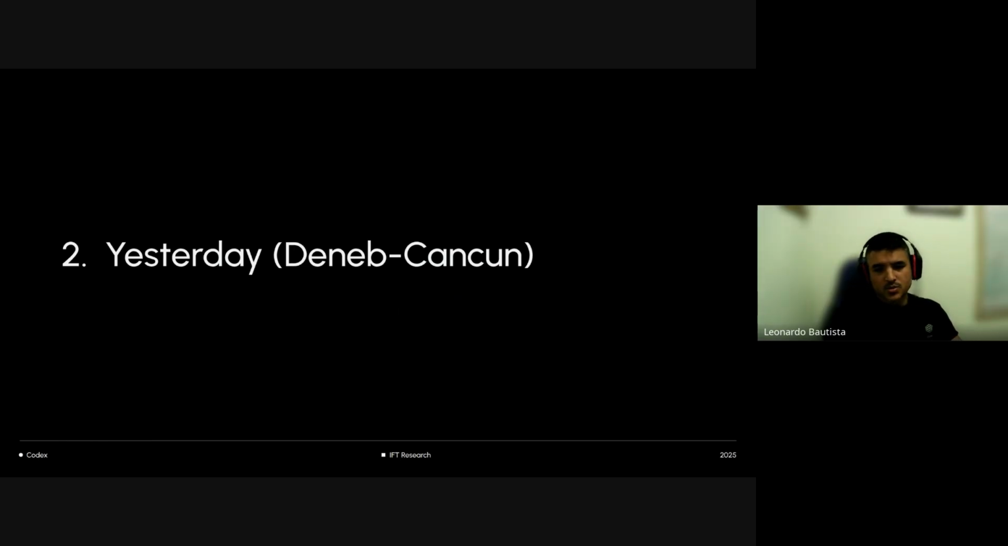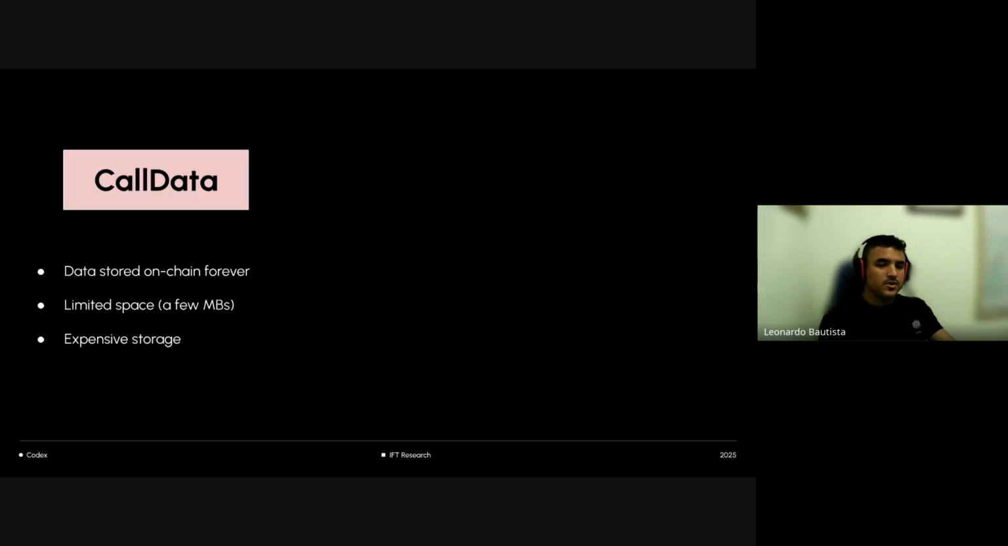That brought us to what happened last year, which was the Deneb Cancun or Dencun hard fork. And so let me explain a little bit about what we did there. So, historically, we had this way to store data on the Ethereum blockchain. It's called calldata. And in there, the data is stored on chain, but it has several issues.